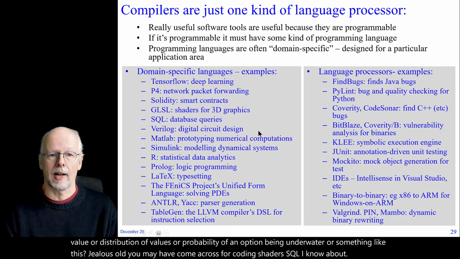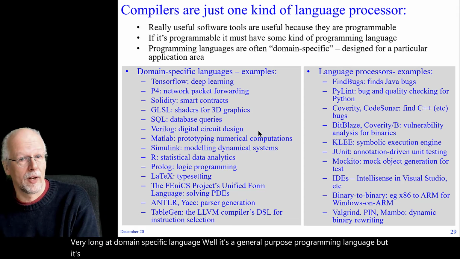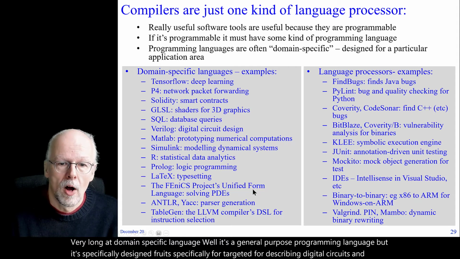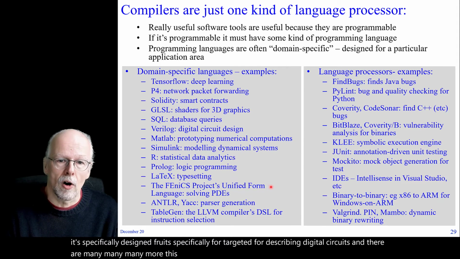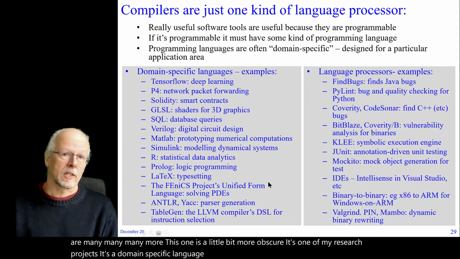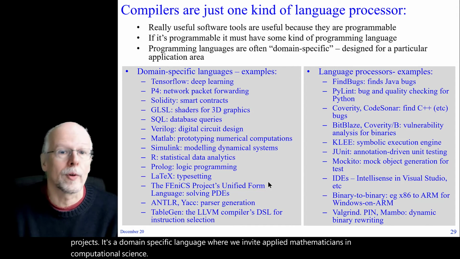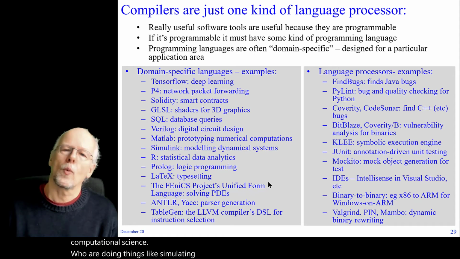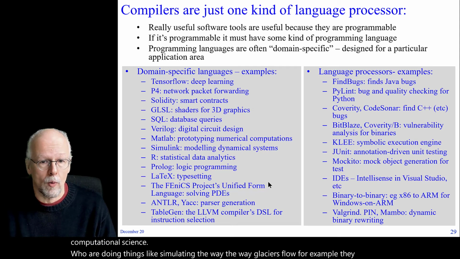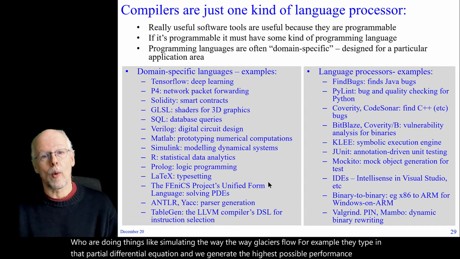Verilog, a domain-specific language. Well, it's a general purpose programming language, but it's specifically designed for describing digital circuits. And there are many, many, many more. This one is a little bit more obscure. It's one of my research projects. It's a domain-specific language where we invite applied mathematicians in computational science who are doing things like simulating the way glaciers flow, for example. They type in their partial differential equation, and we generate the highest possible performance code from their equations.